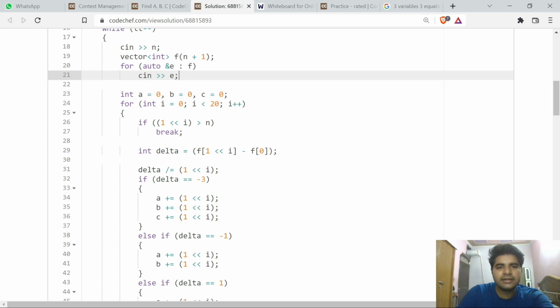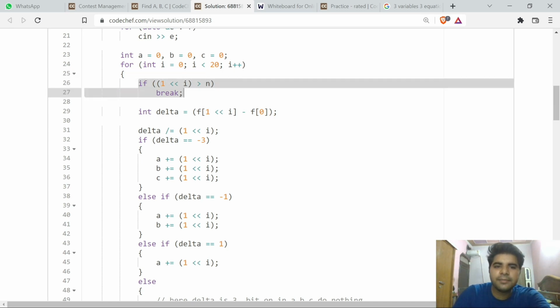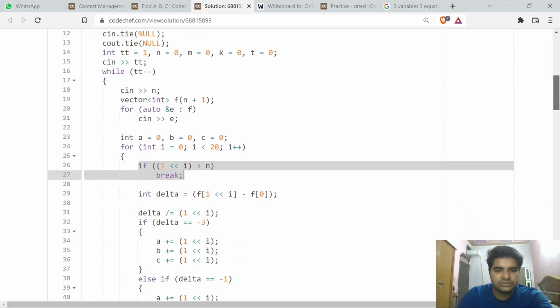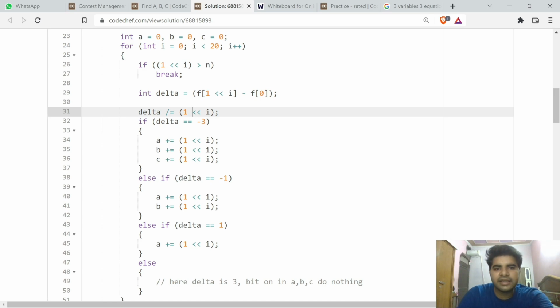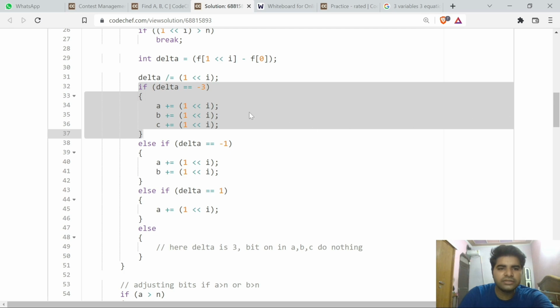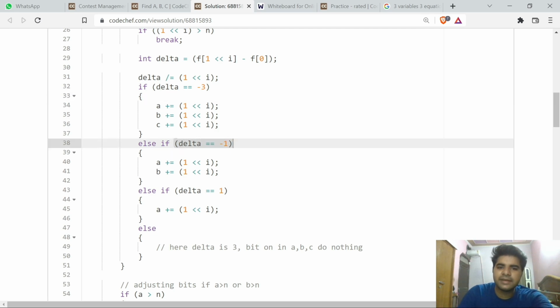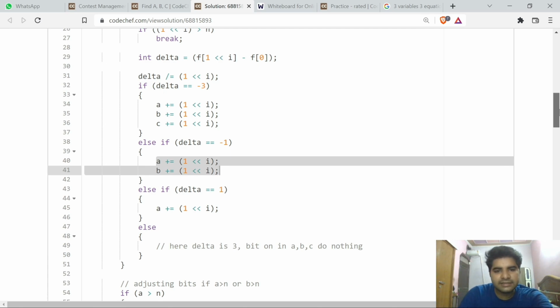So I input n plus 1 values in this vector, and A, B, C are 0, and I loop up to 20. Why 20? You can also use 32, it will not affect the answer. If the current power of 2 is greater than n, I have to stop, since this bit is not relevant. So I am moving over the powers of 2. This is the same delta I was calculating, f of 2 to the power i minus f0, divided by 2 to the power i. If this delta is minus 1, this bit needs to be turned on in all of the 3. You can use or plus, it doesn't matter. If delta is minus 1, then you need to turn it on in any 2 of them. By default I am doing it in A and B. We will handle it later, as I said.